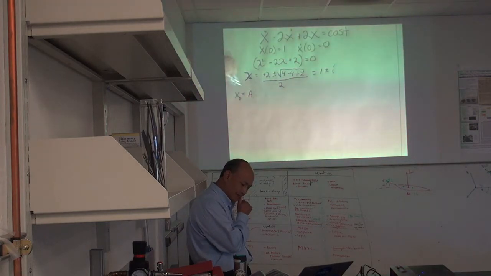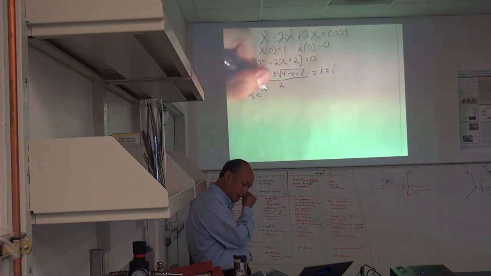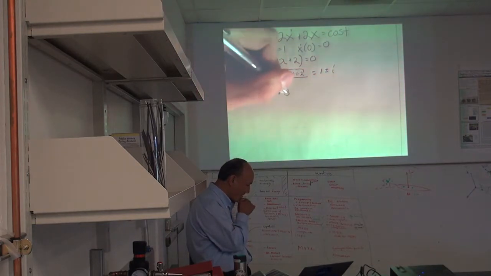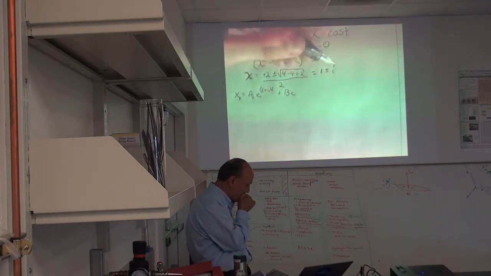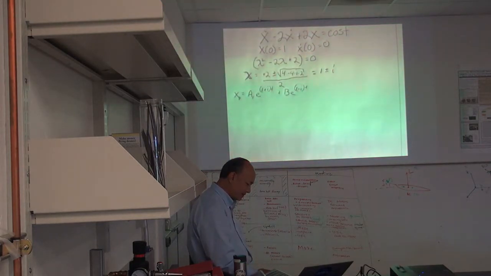So we'll just assume that this is equal to some constant, we'll call it a1, times e to the lambda times t. So it'll be 1 plus i times t, and then this next part will be b times e to the other term right there, because it has two roots. So it'll be 1 minus i times t. There we go, we have our solution right there.